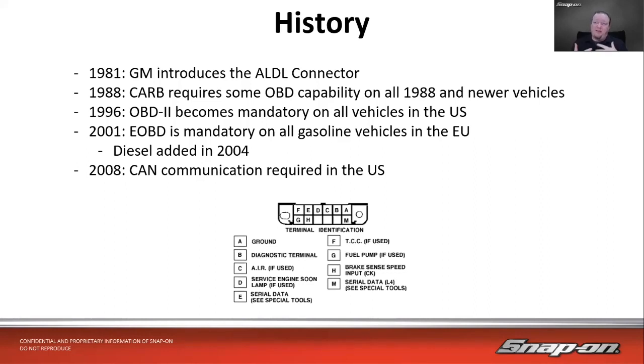And then in 2008, at least in the US, CAN communication was required at the connector as well. So you had to have pin 6 and 14, and you had to have all the major modules on that CAN bus. That was kind of one of the last major standards, I guess, if you think about it that way. Back in '08, so that's what, 15 years ago still.